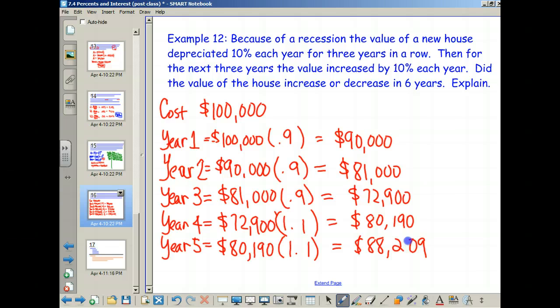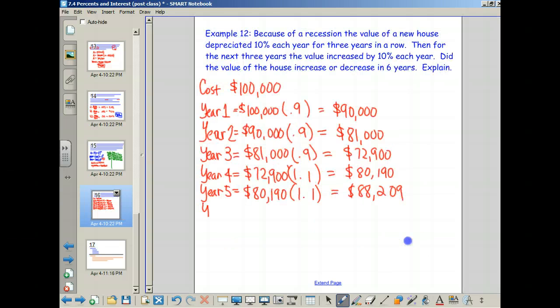All right, one more time. Year 6, I'm going to take the 88,209, multiply by 1.1 for the 10% increase, and what do I have? 97,030. And that's the end of my time. Increase, decrease 3 years, increase 3 years.